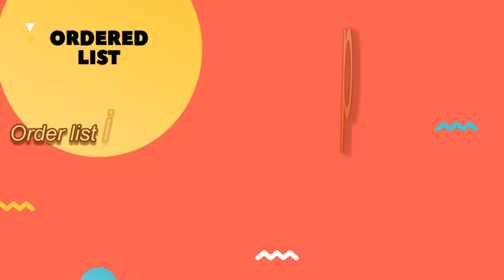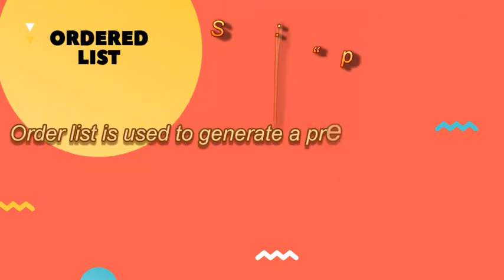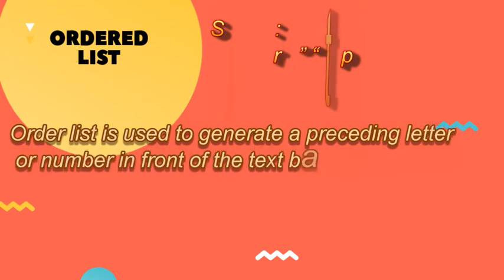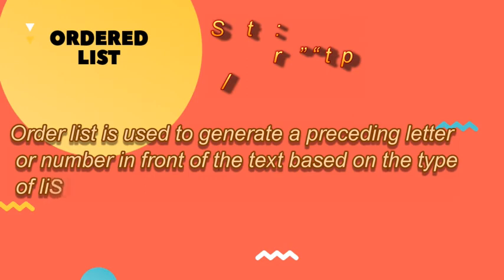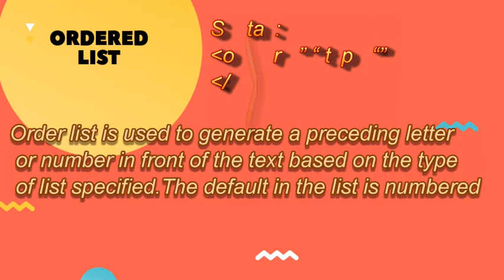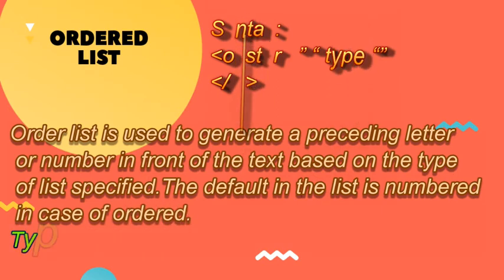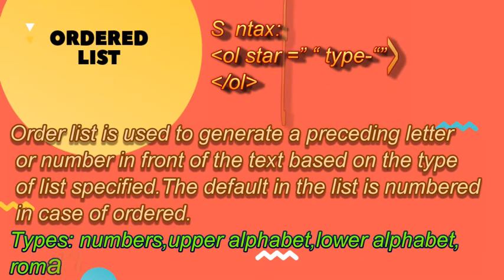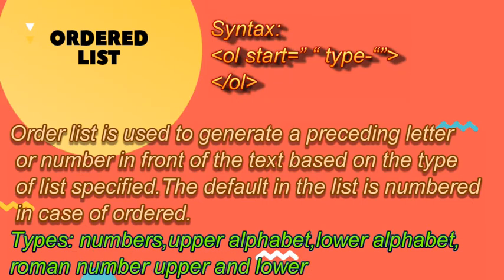The first type of list that is available in HTML is the ordered list. The ordered list is used to generate a preceding letter or number in front of the text. Whatever text we are writing in the HTML document, if we want to provide some letter, number or any other format in a specified order, we use the ordered list. By default the ordered list is of number kind.